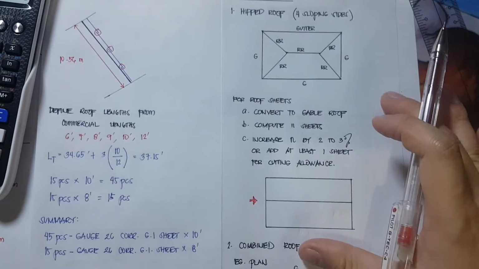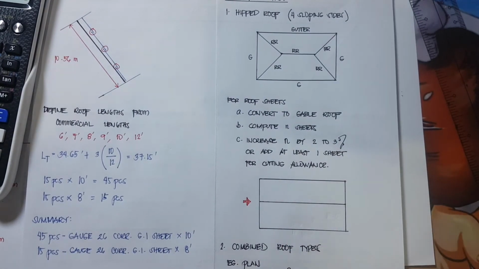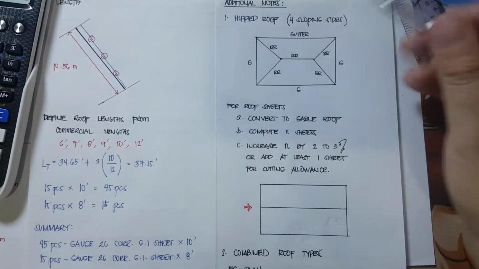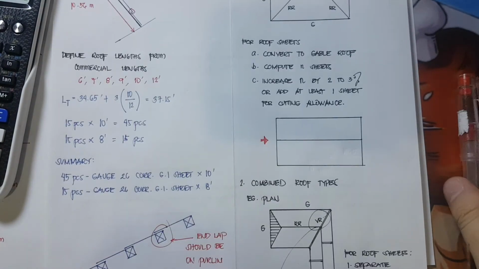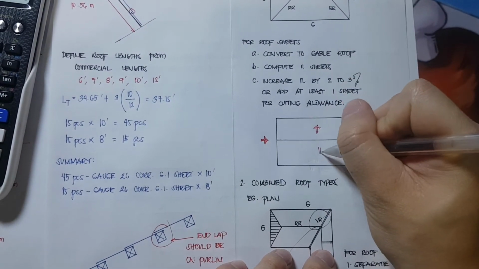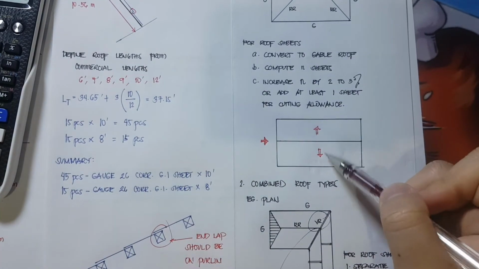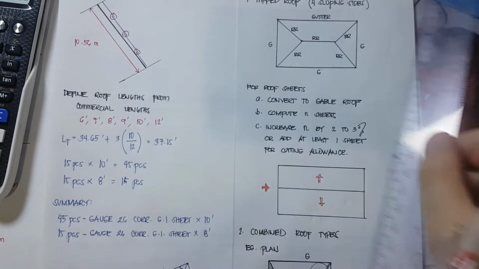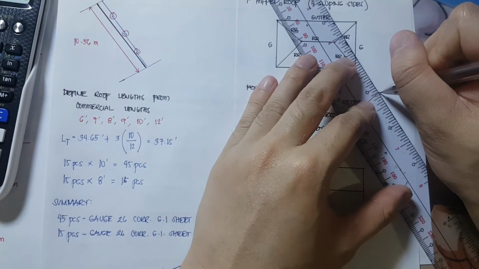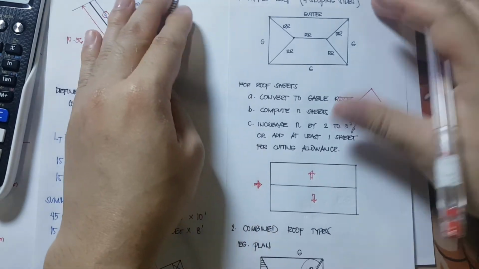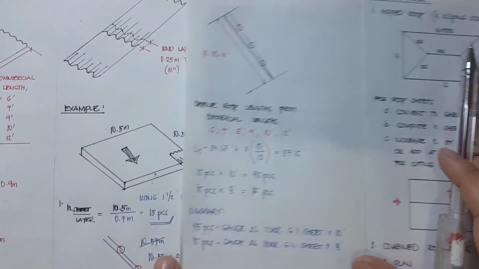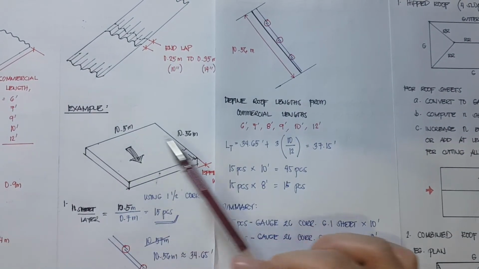Okay? So the first thing you need to do is to convert it into a gable roof. From four sides, you are now converting it to two sides. And this is how it would look like on a top view. So this is the flow of water. So yeah, we're converting it to a gable type of roof. So magiging dalawang side na lang siya. So from there, we can proceed with the same procedure as to the lean type 2 roof.